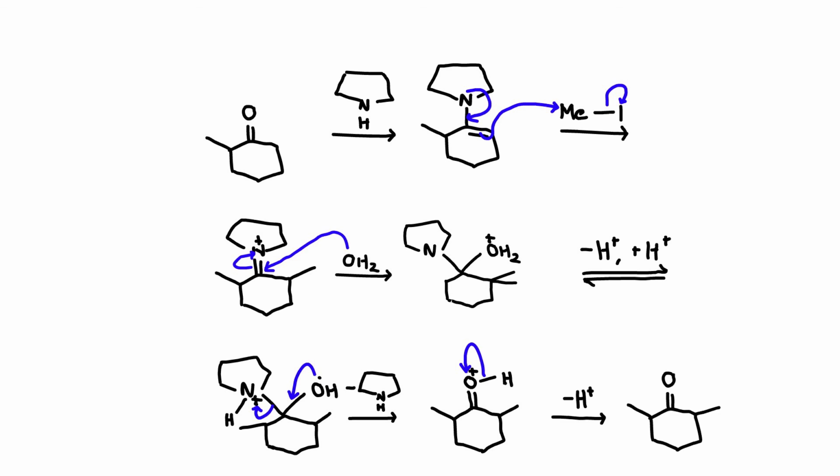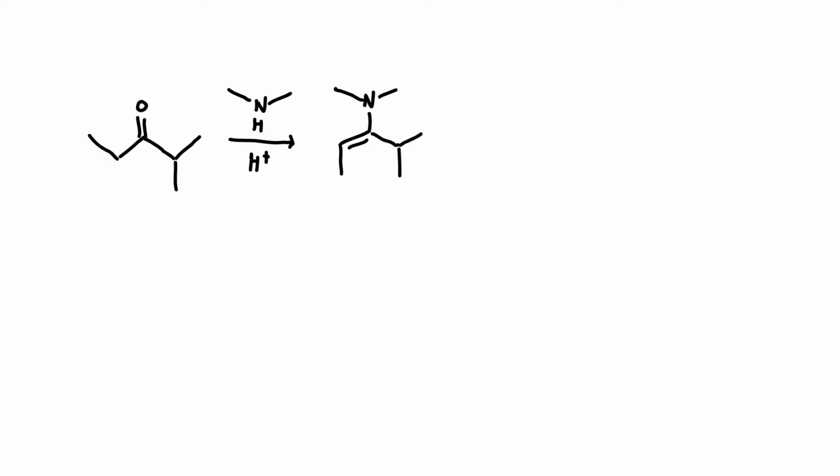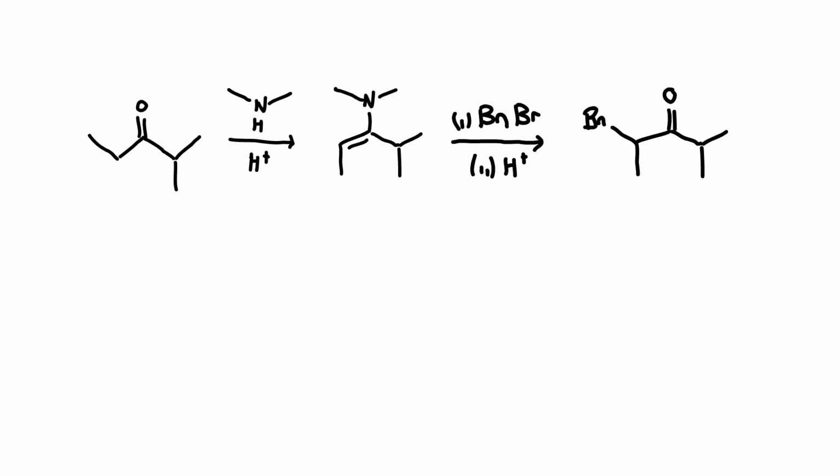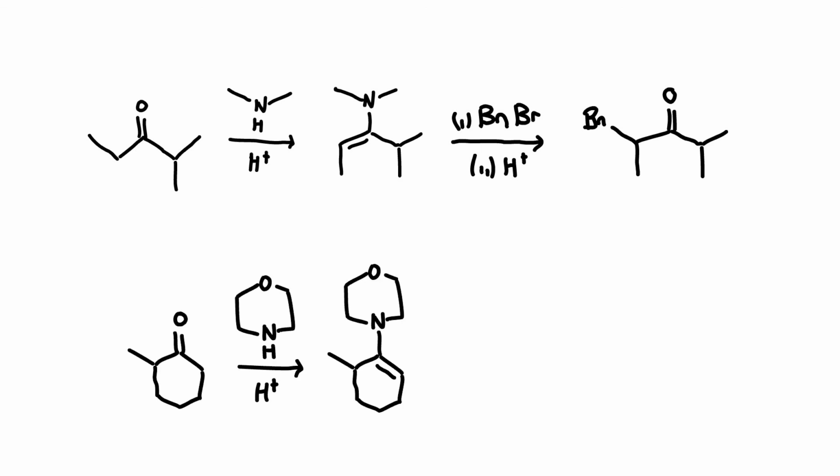There is nothing special about pyrrolidine in these reactions. Any secondary amine could be used. And there's nothing special about methyl iodide. Any reactive alkylating agent like benzyl bromide could be used. It's even possible to use acyl chlorides to form 1,3-dicarbonyl compounds.